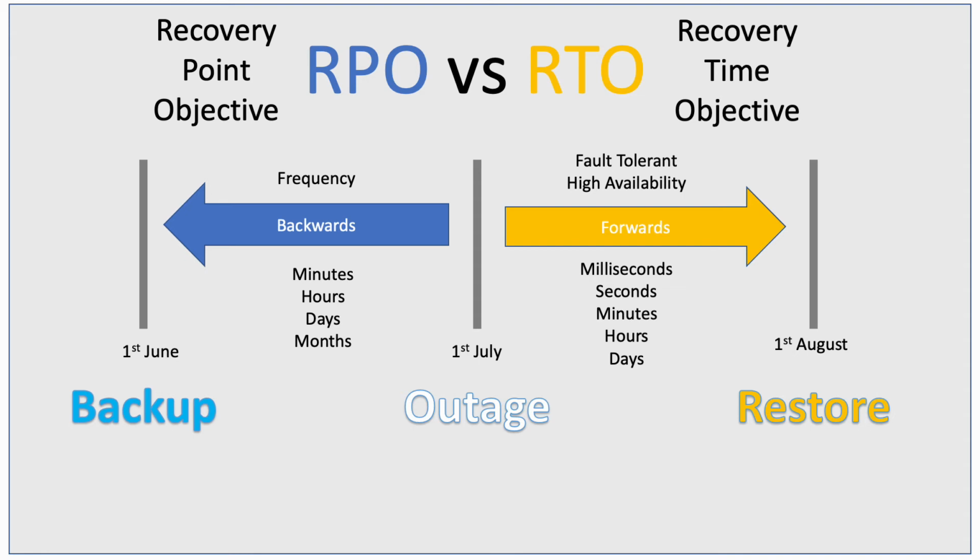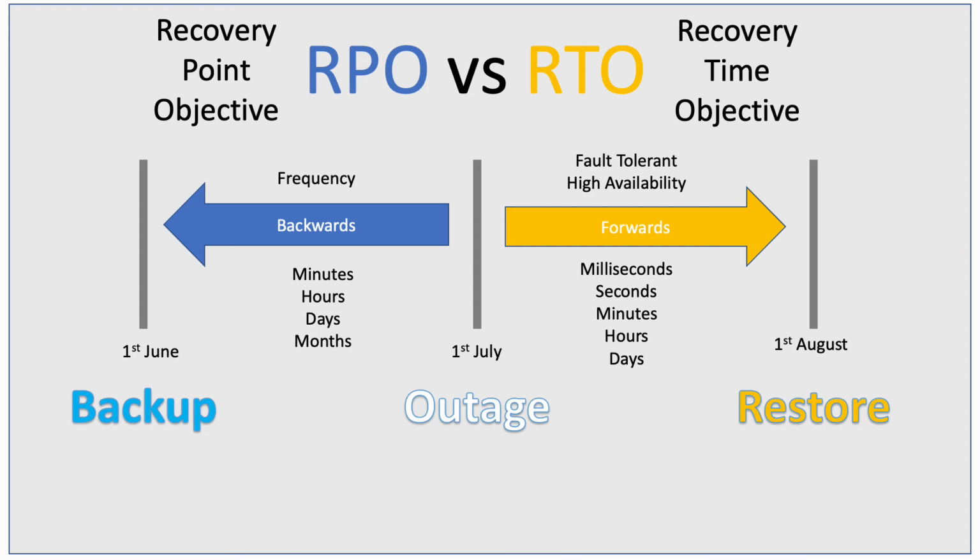And an easy way to remember RPO and RTO, right, is if you think about it, the letter P comes before the letter T in the alphabet, right? So that's an easy way that I use to remember what RPO is and what RTO is, right?